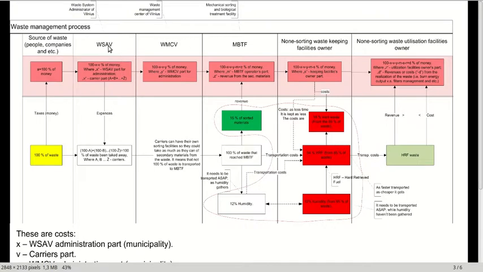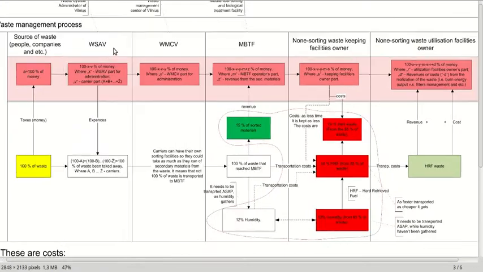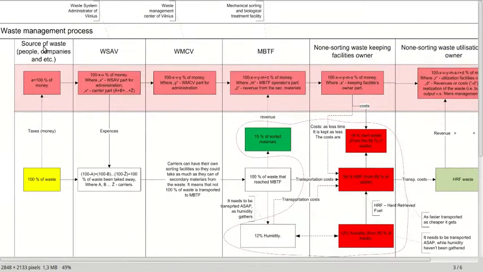Alright, so the players, the process players. Source of waste: it's people, companies, and so on. The waste system administrator of Vilnius, the Waste Management Center of Vilnius, and the mechanical sorting and biological treatment facility, which was built not so long ago, and it is on the testing stage already. We should be using that soon, hopefully.